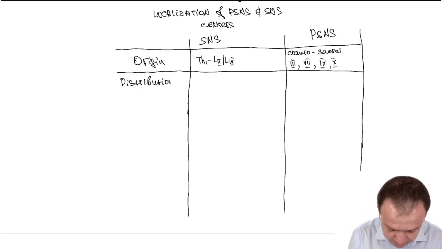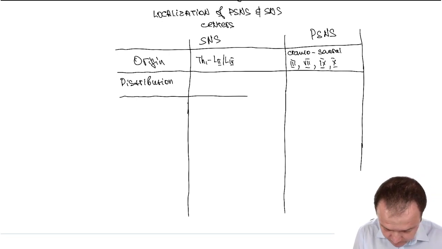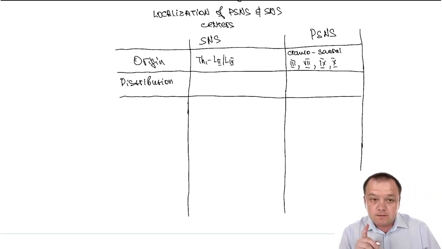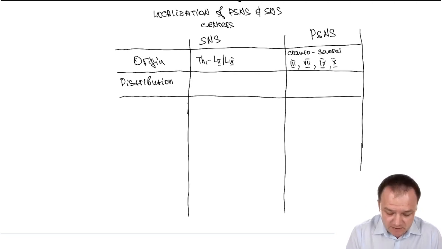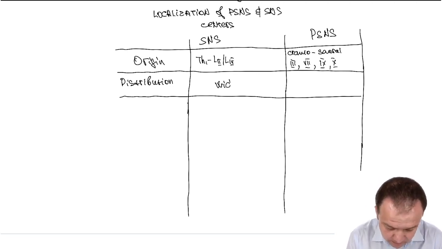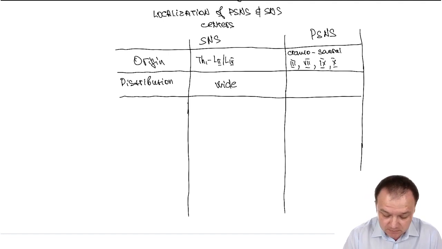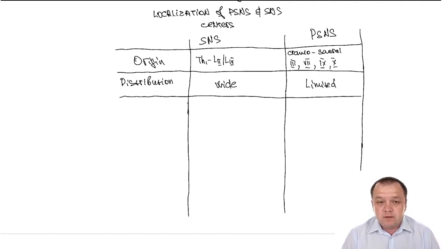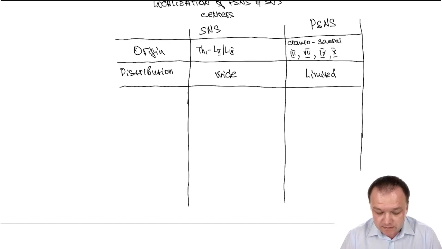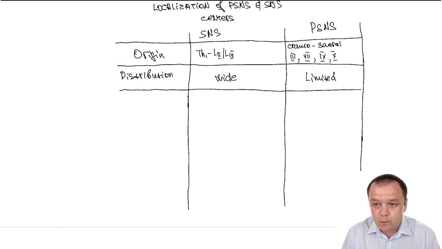Distribution. What does this distribution mean? You can meet information that sympathetic nervous system has wide distribution, and parasympathetic nervous system has limited distribution. But what does that mean really? What is that? Wide distribution.